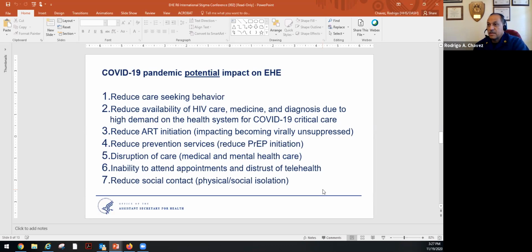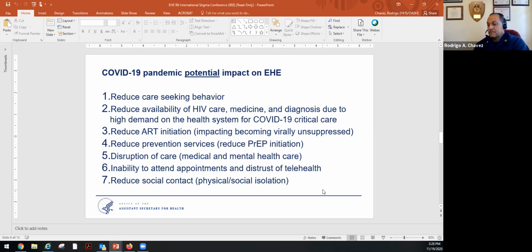There was a lot of disruption of care at all levels, medical and mental health, because of high demand, and because we're also dealing with something that is completely new. We don't know how COVID works. We're learning as we go, and that adaptation has also taken a toll in our preparation, but the effort continues.